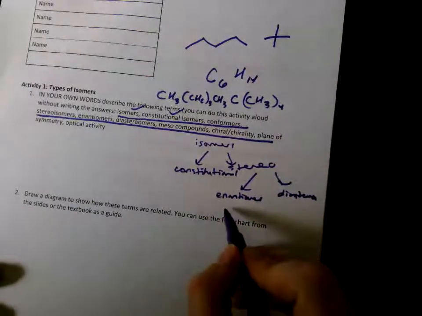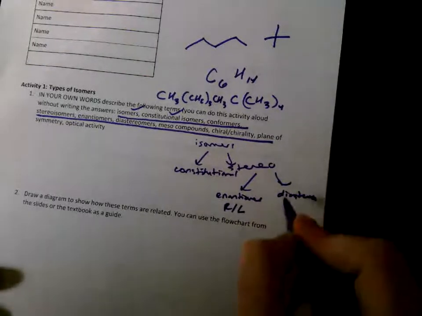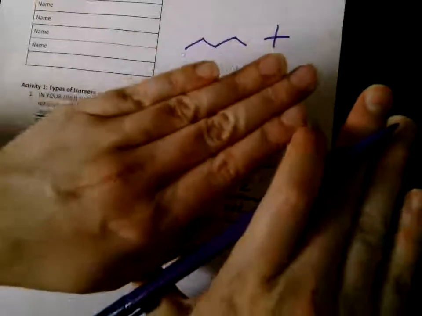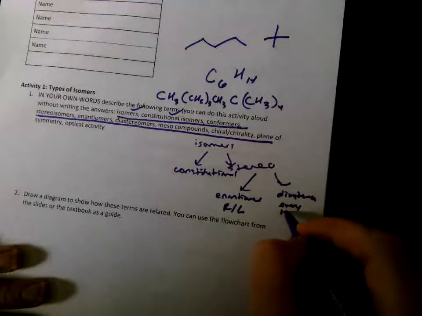And to be more specific, they're enantiomers, which are right and left-handed, non-superimposable mirror images. And then diastereomers are everything else, is what I like to say.